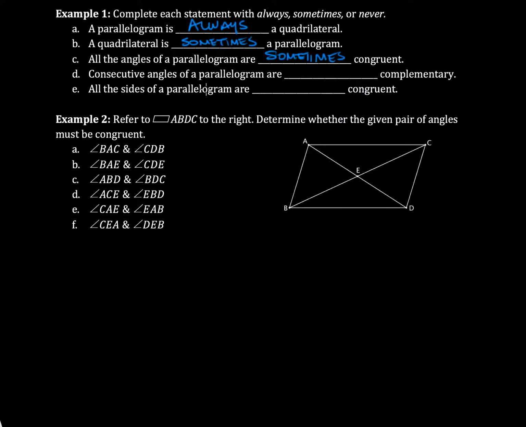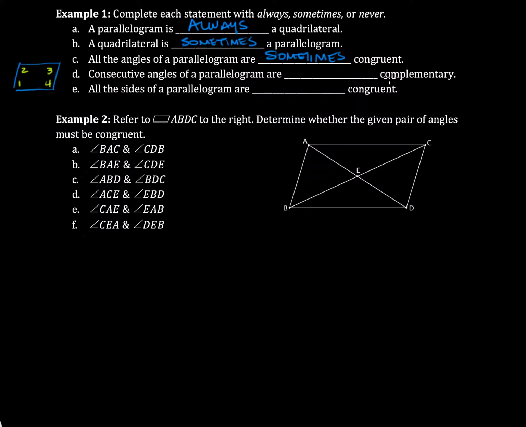The consecutive angles of a parallelogram. So consecutive angles, if I were to sketch out a parallelogram over here, and if I numbered those angles 1, 2, 3, and 4, consecutive angles would be angles that come one right after the other as I move around my parallelogram. So 1 and 2 are consecutive, 2 and 3 are consecutive, 3 and 4, and 4 and 1. Those are pairs of consecutive angles.